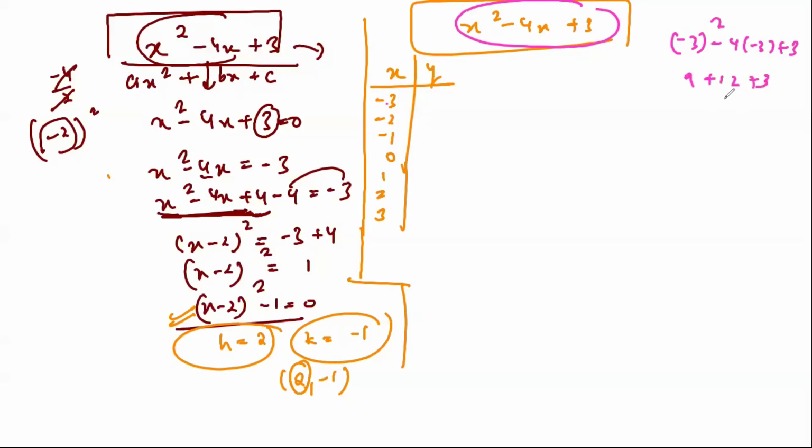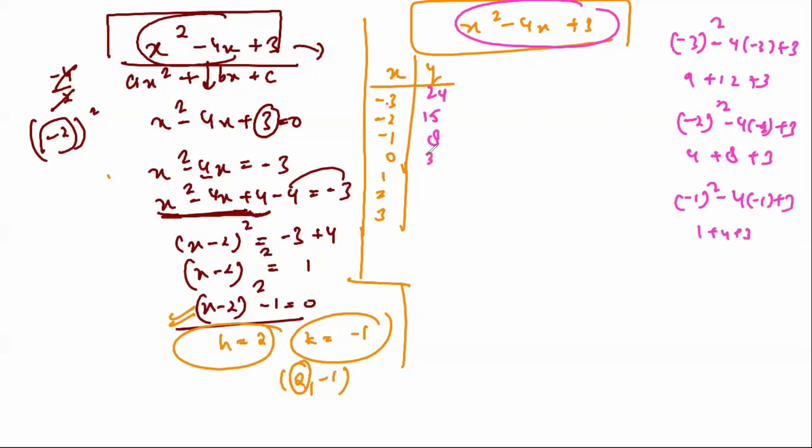21 plus 3, which is 24. When I put -2, so (-2) squared, which is 4, plus 8 plus 3, so 12 plus 3, 15. When I put -1 in this equation, so (-1) squared, which is 1, plus 4 plus 3, which is 8.